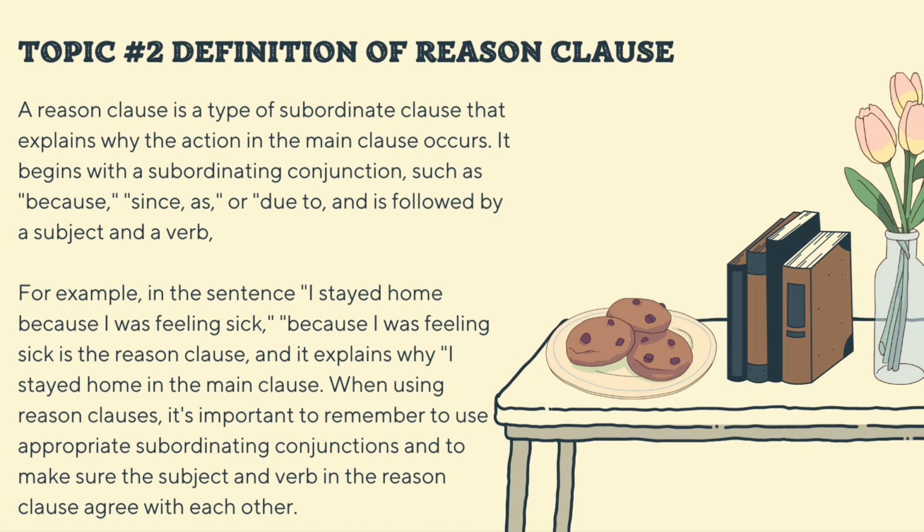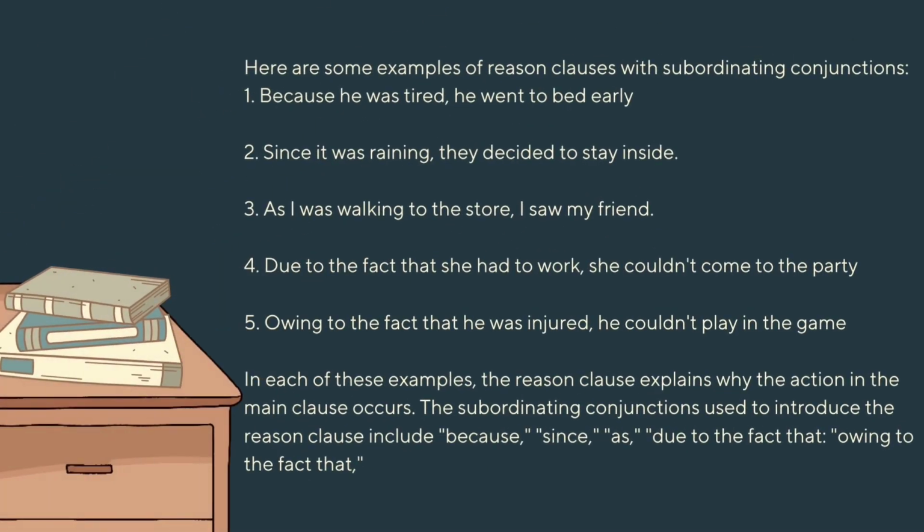When using reason clauses, it's important to remember to use the appropriate subordinating conjunction and to make sure the subject and verb in the reason clause agree with each other. Here are some examples of reason clauses with subordinating conjunctions. First, because he was tired, he went to bed early. Second, since it was raining, they decided to stay inside. Third, as I was walking to the store, I saw my friend.